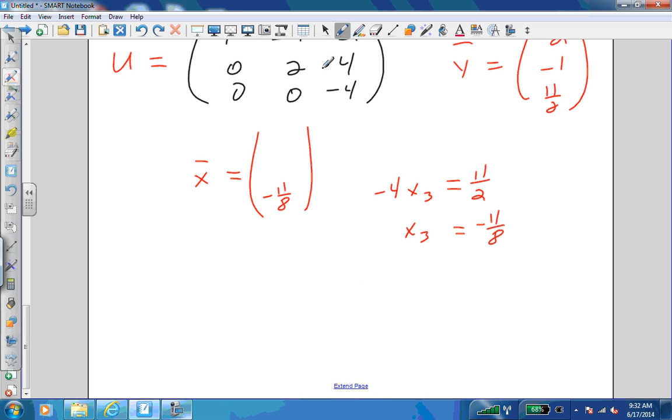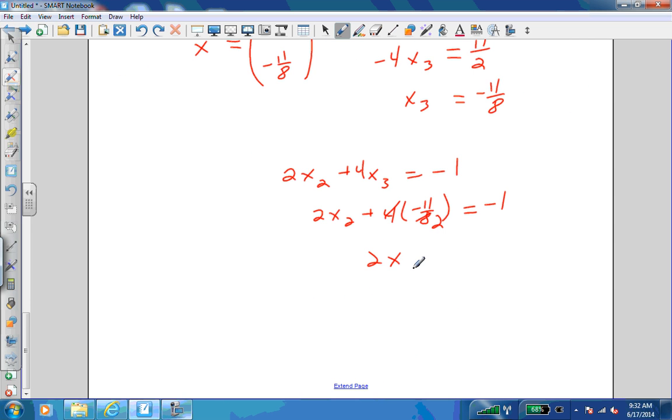Then we go to our second row. 2x of 2s plus 4x of 3s equals -1. We know x of 3. So 4 times -11 eighths, that's -11 halves. So add that to both sides. So positive 11 halves minus 1, so minus 2 halves. What's that? 9 halves divided by 2 is 9/4.